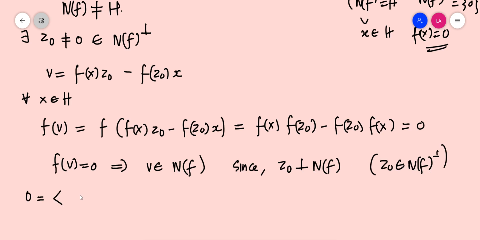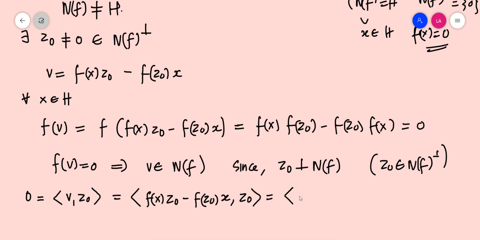So we can write 0 is equal to the inner product of v and z0, because by assumption v is an element of N(f), and z0 we have already chosen to be an element of N(f) perpendicular. So since z0 and N(f) are orthogonal, z0 is orthogonal to every element in N(f). So v is an arbitrary element of N(f), so v and z0 are orthogonal. Now we substitute the value of v. So v is f(x) z0 minus f(z0) x, comma z0.